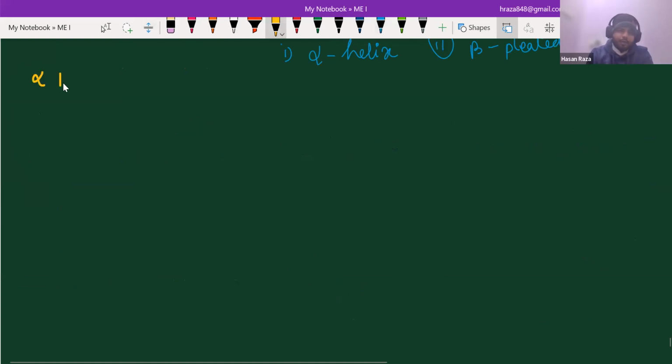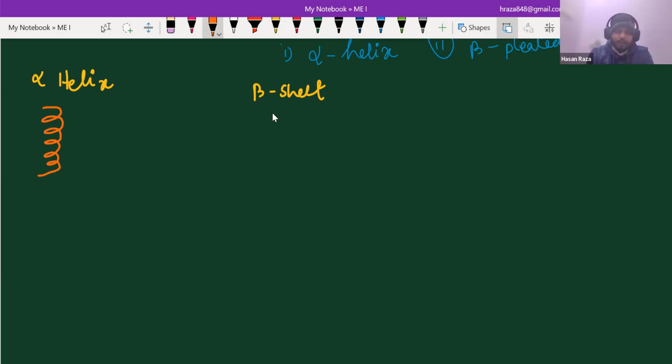Now see, how is the structure of this, sir? Alpha helix? Very good. And beta sheet. The structure is very simple. Helix is like this. And if you are going for sheet, it is like this. You got it? This is your beta sheet. Then comes your tertiary structure.